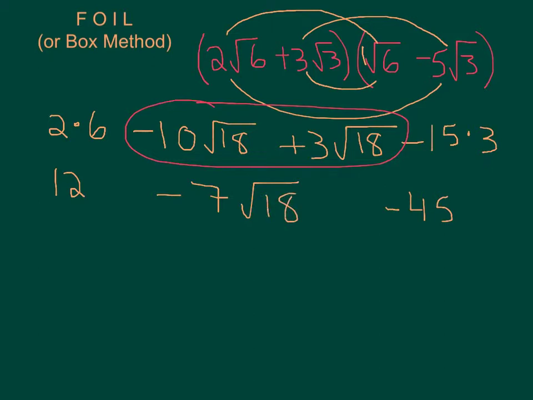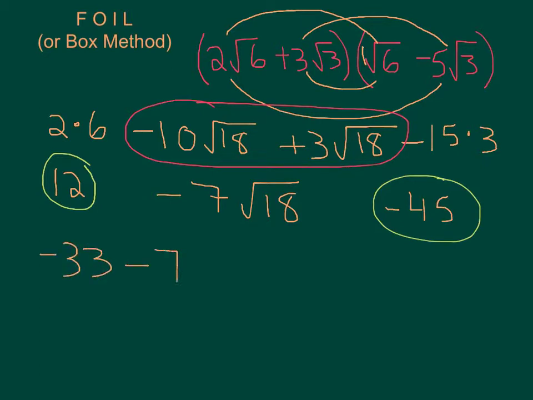And we also have our first and our last terms that are alike that we can combine. So 12 minus 45 is negative 33, and then we have our minus 7 square root of 18. Now we're not quite done yet because the square root of 18 is not simplified all the way. So let's break it apart.